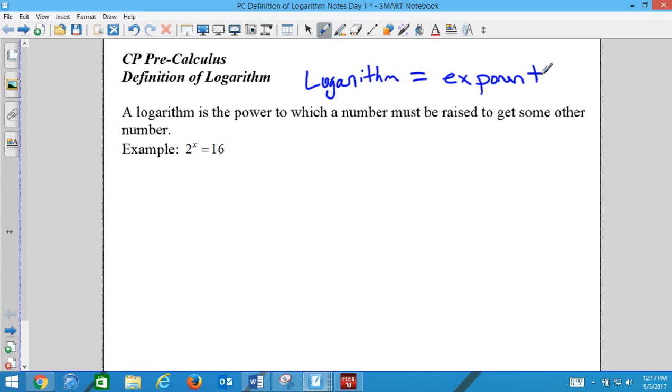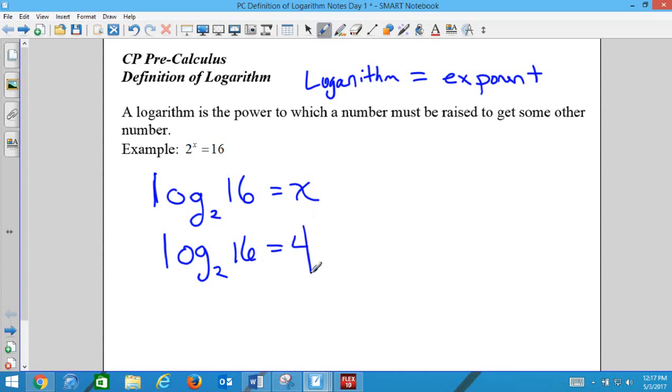So when we say something like 2 to the x equals 16, I bet you know the answer. It is a 4, right? This is the same thing as the logarithm, log, of the base. What is my base in 2 to the x equals 16? What's the base? 2. So log with a base of 2, so we put that little subscript 2, of 16 equals x. And you guys just told me that is the same thing as 4. So log base 2 of 16 is 4. So a logarithm is what exponent makes it true.